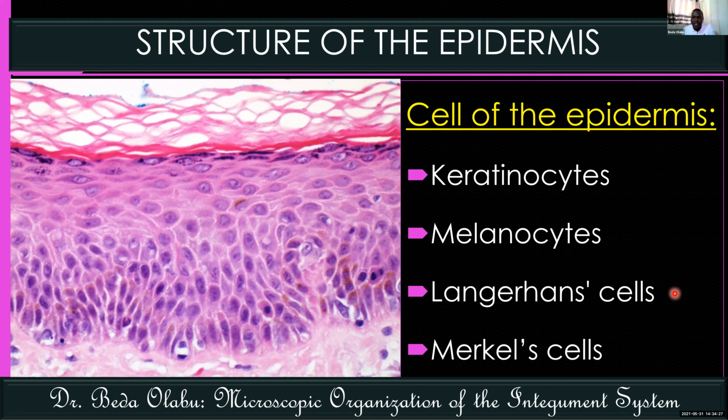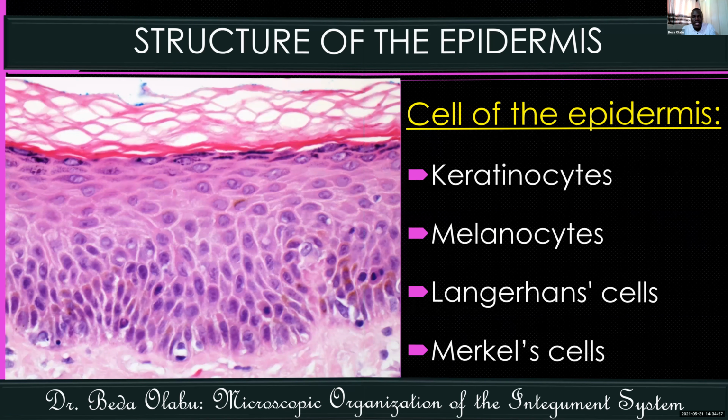Lastly, we have the Merkel cells. The Merkel cells are tactile receptor cells. So they have some nerve terminals which convey signals from the skin for mechanoreception. They are mechanoreceptor cells. They are the least abundant from what I've given you.